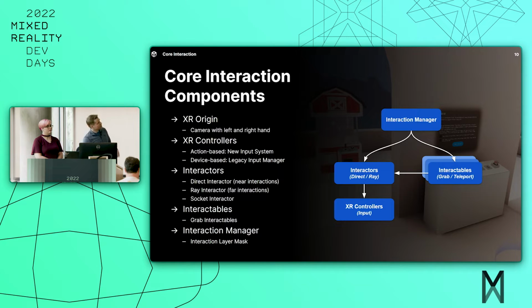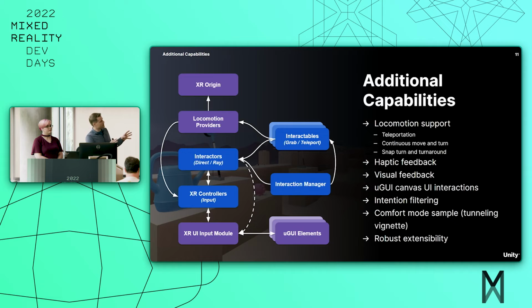On top of that, now that we've kind of defined the main interaction model, now we have additional capabilities that we've added into XRI that we feel are essential to any XR content. So first and foremost is locomotion support. So we built in some teleportation capabilities with directionality coming soon to be able to point which direction you want to land when you're coming out of your teleport.